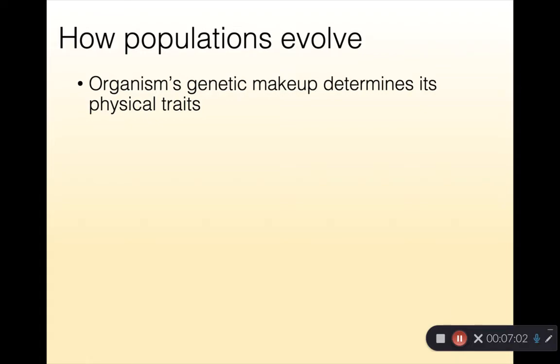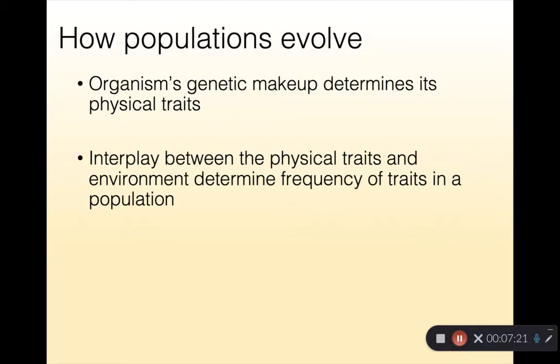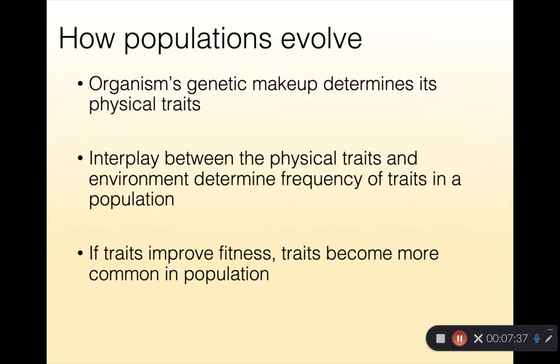Ultimately, an organism's genetic makeup determines its physical traits. Now, we're going to go into genetics later on in the semester, but right now it's enough to just think of this in terms of having specific genetic makeup and being able to pass that genetic makeup onto your offspring. And again, what we're trying to see when we're evolving is this interplay between physical traits and the environment, and that determines the frequency of these traits in a population. And if a trait improves the fitness, those traits become more common in the population.